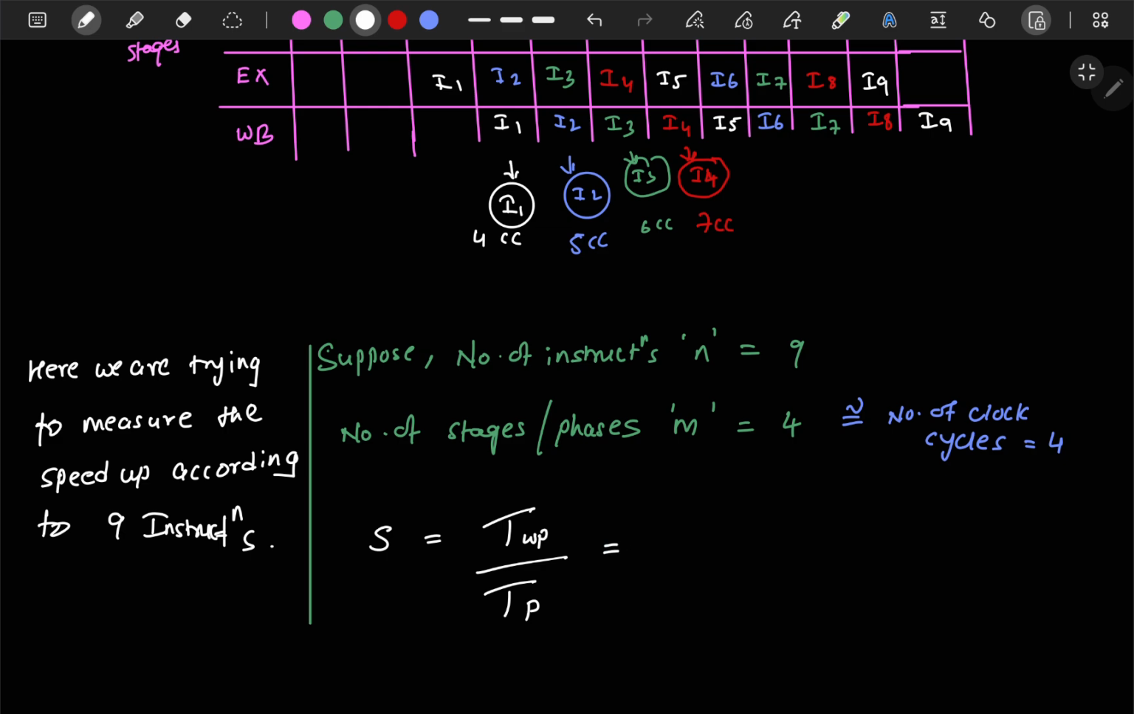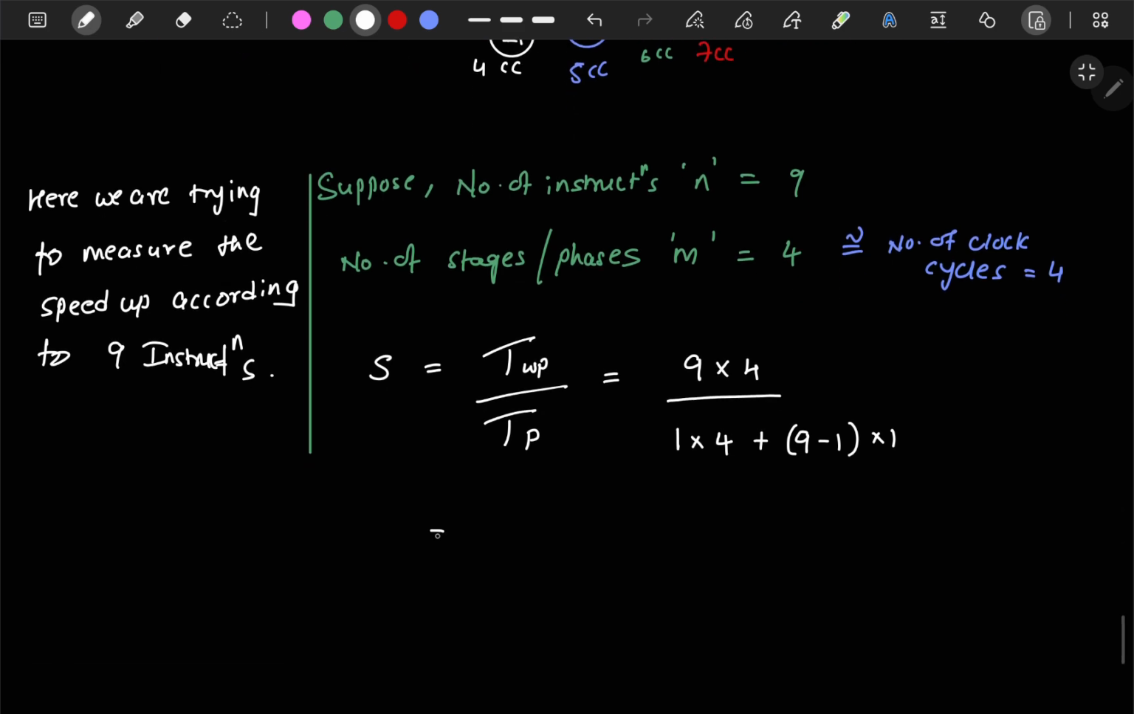What is the time taken without pipelining? We already knew the formula. There are n instructions. If there are 9 instructions, then each instruction will take 4 cycles, that means 4 phases. That is without pipelining. And with pipelining, what would be the formula? The first instruction will take 4 clock cycles. After that, the remaining 9 minus 1 instructions will take only 1 clock cycle each. That's it.